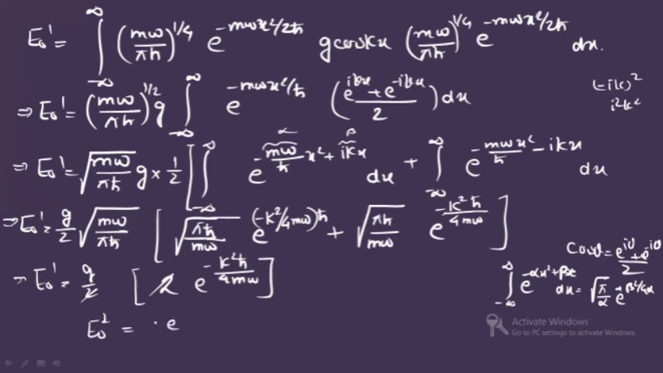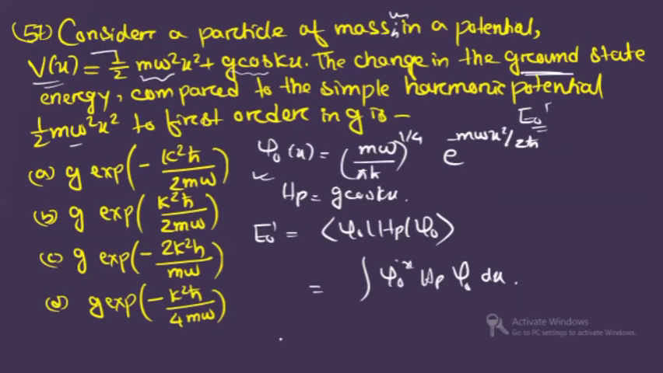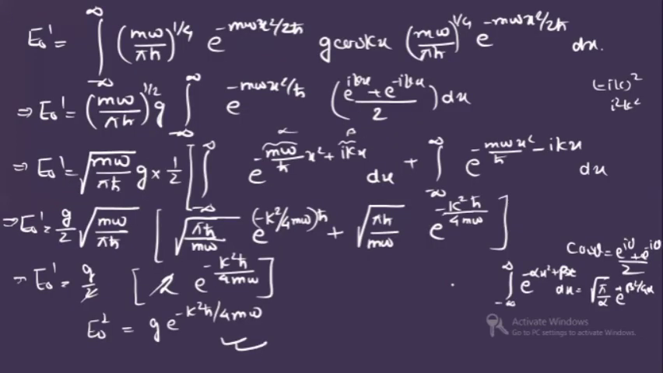You will have e to the power g into e to the power minus k square h cut by 4 m omega. This is the answer. So let's see the option. It is g exponential of what? Minus k square h cut by 4 m omega. Option 4, that is option D. Alright, so the correct option is option D. Clear? Now let's see the next question.